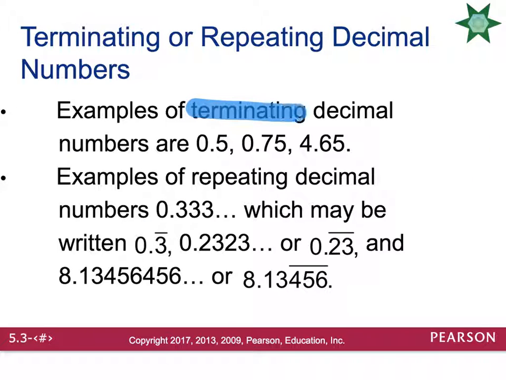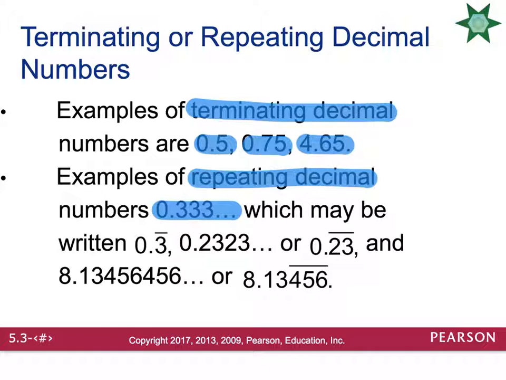So here's some terminating decimals. 0.5, which is 1/2. 0.75, which is 3/4. 4.65, which is 4 and 65/100ths. Okay, we can reduce that fraction. Again, we looked at our repeating decimal, 0.33333, which we can write as 0.3 with a bar over it. It means 0.3 repeating.